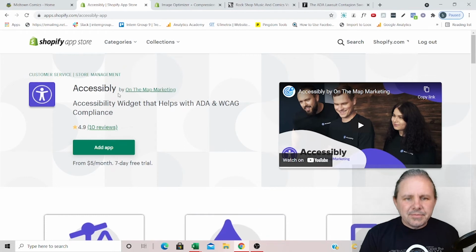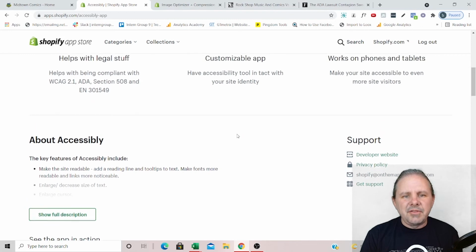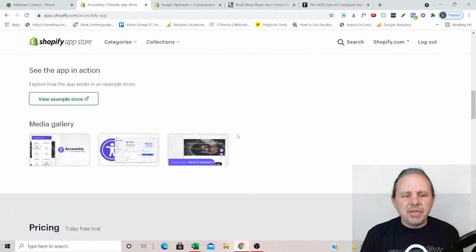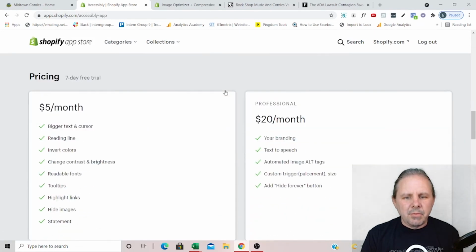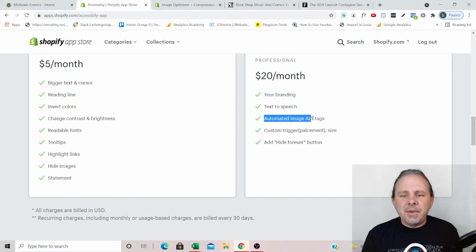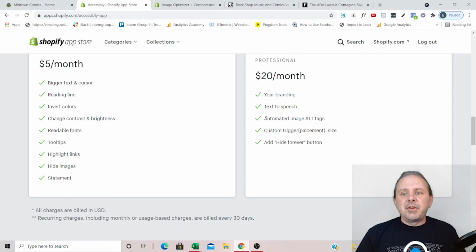Okay, so with this app, again, this is Accessibly. That's what it's called. Accessibly by On the Map Marketing. Okay, and if you go to the App Store, you search ADA and you can find these. Okay, it's $5 a month, but if you want the automated tagging, let's go to pricing here, it's $20 a month. Still a lot less than $50, but what it does, it gives you the ability for automated image alt tags. Okay, which is great. Now, if you don't have a lot of products, you can do it manually, but just remember to do it manually.